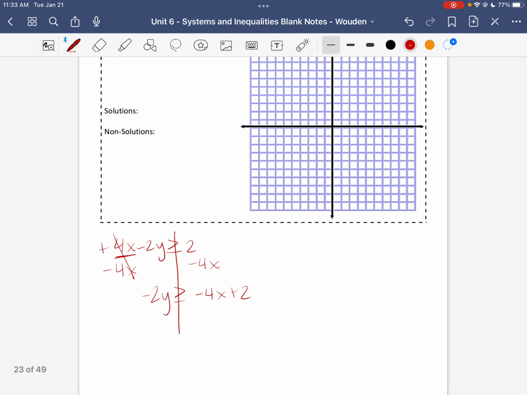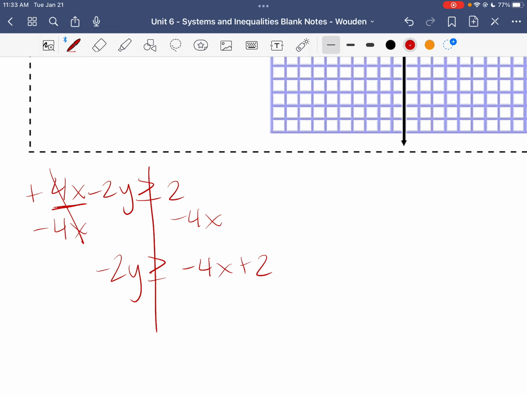Okay, now I'm going to zoom in a little bit. Now my y is still not by itself. I need to undo this. This is negative 2 times y. The way that I undo the multiplication of negative 2 is by dividing by negative 2 on both sides of my sign. Now remember, whenever you divide by a negative across your line, it switches your sign. Okay, I'm going to say that again. Whenever you divide by a negative across your line, it switches your sign. So I'm left with y, but I need to switch my sign, so it is less than or equal to.